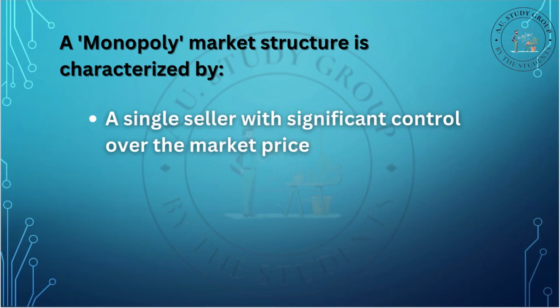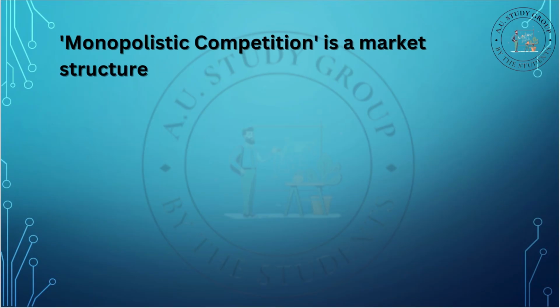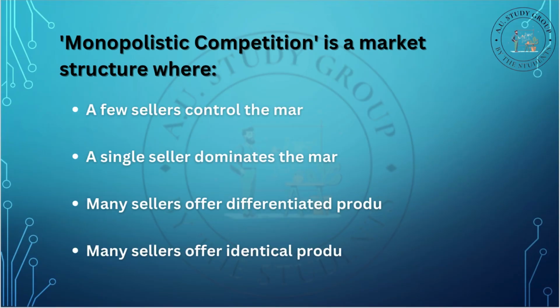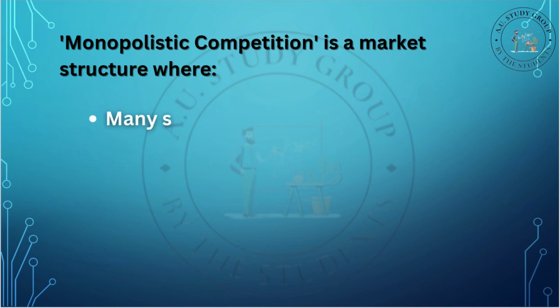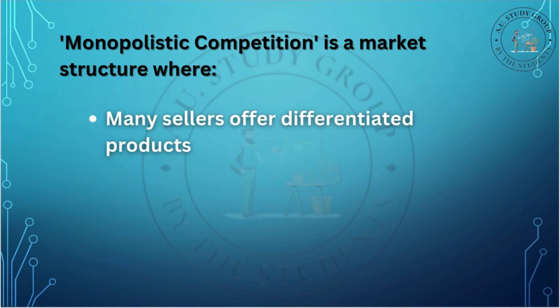Right. Monopolistic competition is a market structure where a few sellers control the market, single sellers dominate the market, many sellers offer differentiated products, many sellers offer identical products. What is monopolistic competition? It means many sellers offer differentiated products.